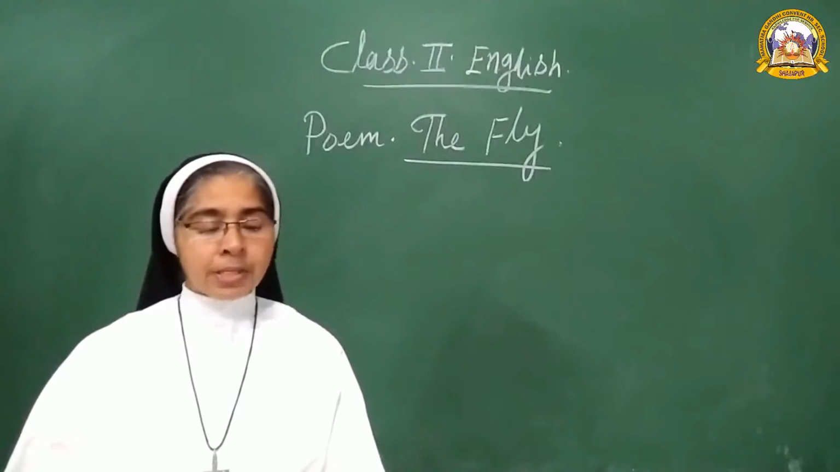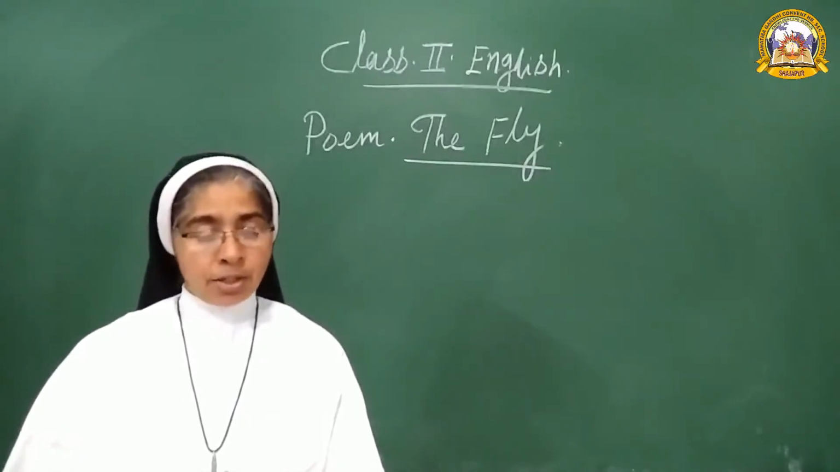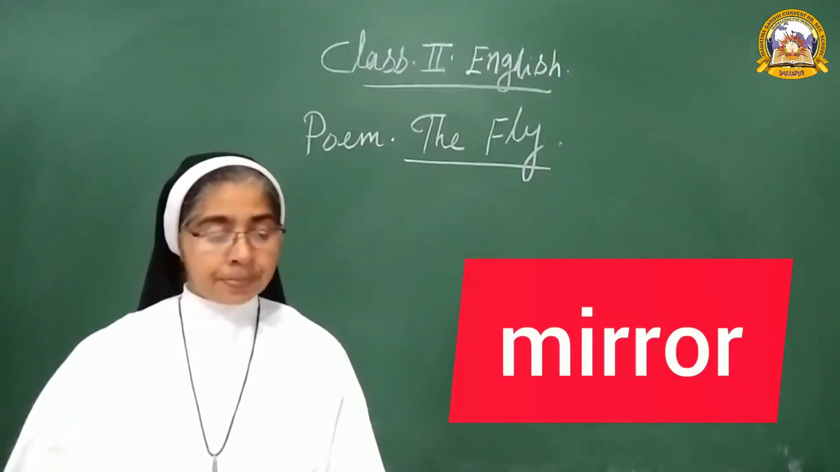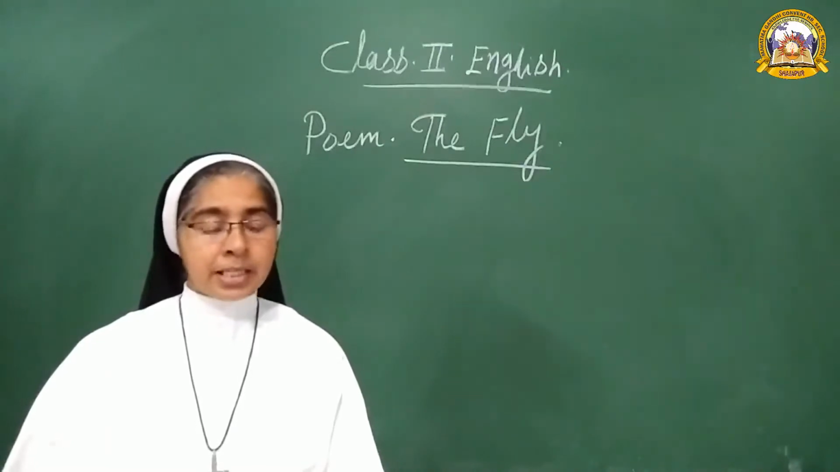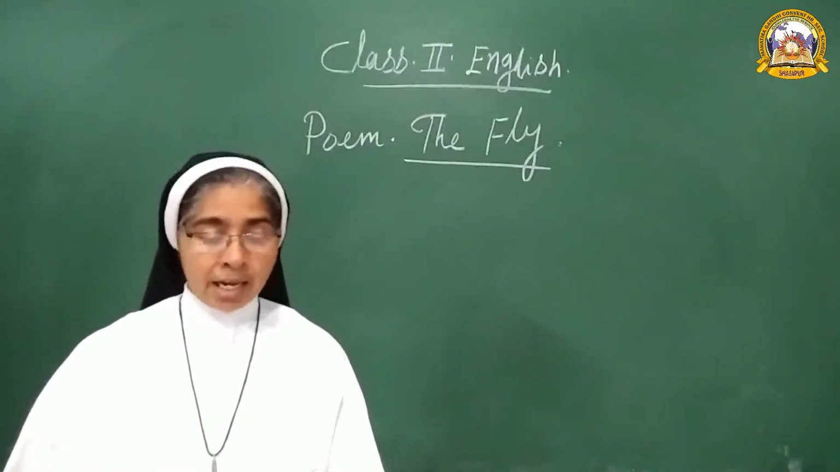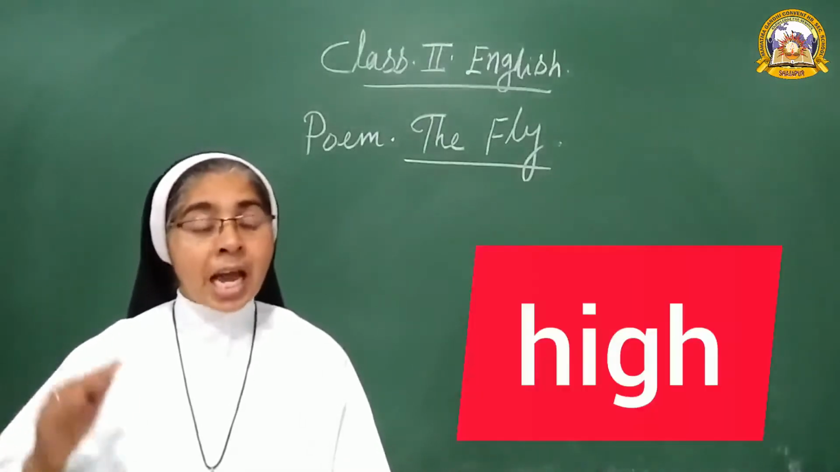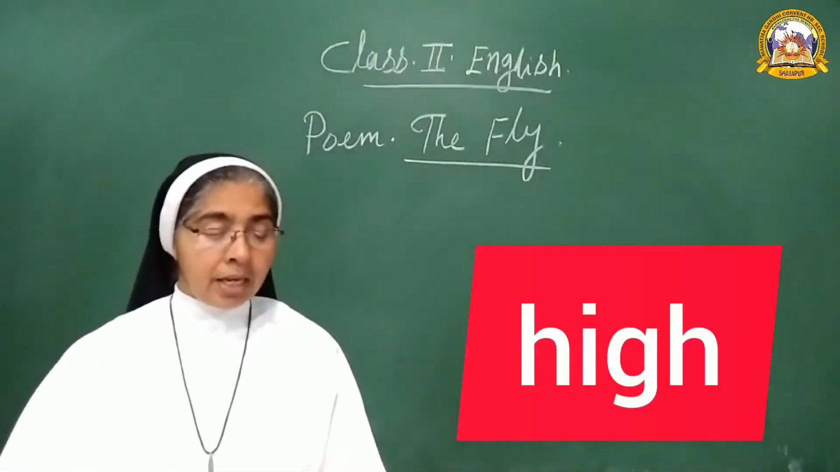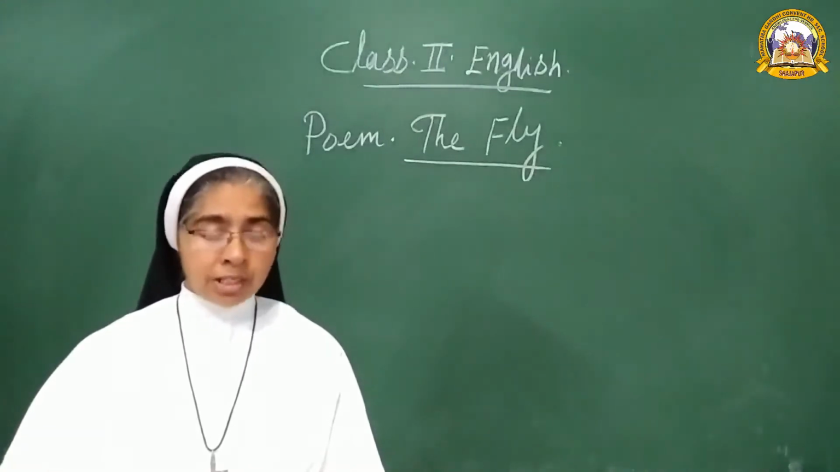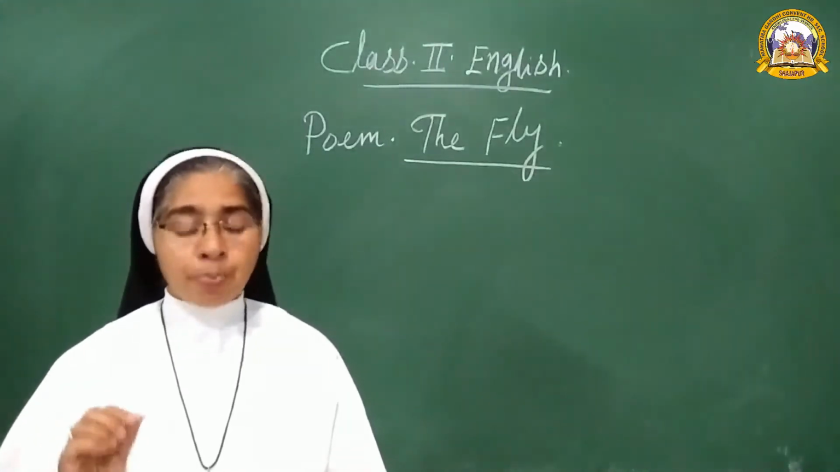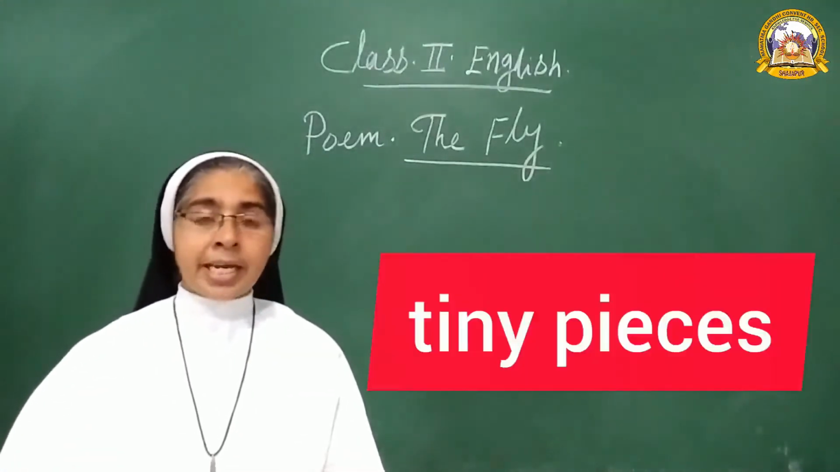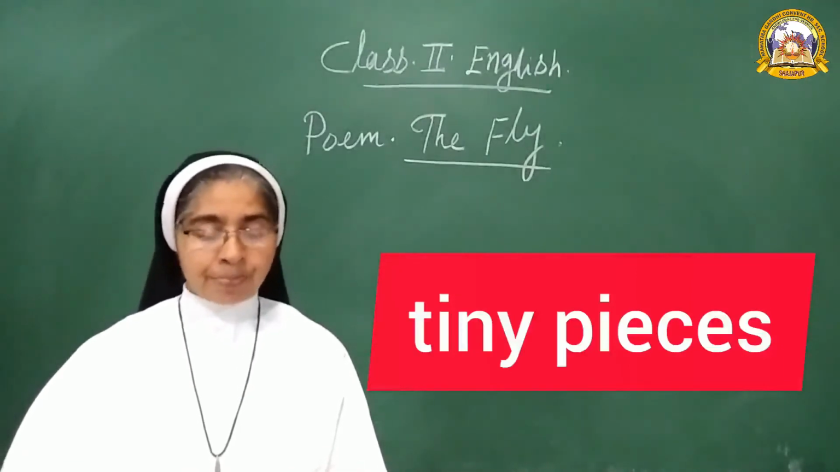Two. A dewdrop like a looking glass. Mirror. A loaf of bread, a lofty hill. The underlined word is lofty. What is the meaning of lofty? High. Specks of salt. Specks means small pieces. So tiny pieces.